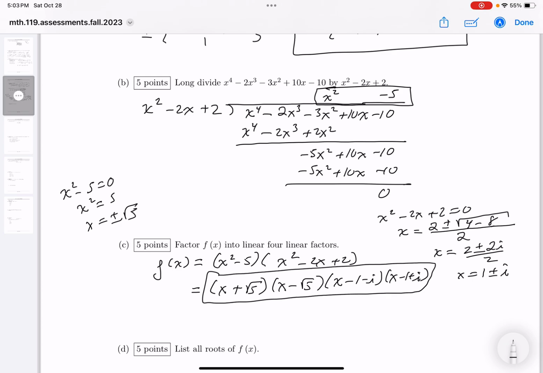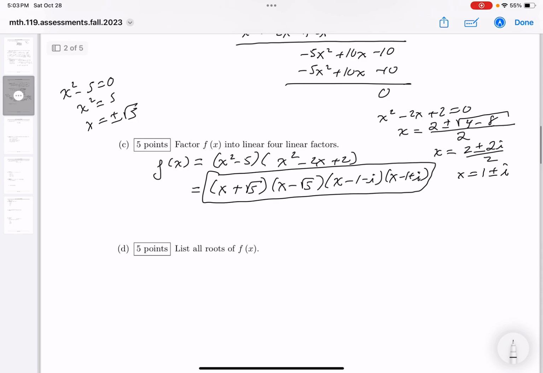They said 4 linear factors. We put in 4 linear factors. What are the roots here? It's going to be a set of numbers. The first root is minus root 5. Then you're going to get plus root 5. And then you're going to get that 1 plus or minus i. So put down 1 plus i, 1 minus i.